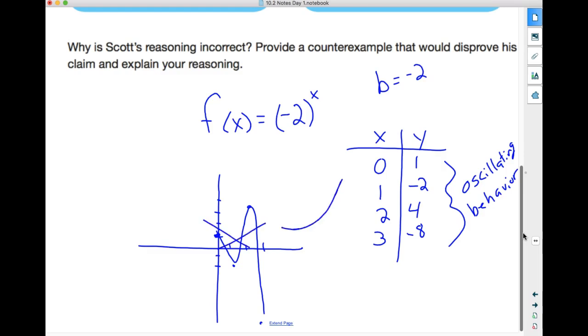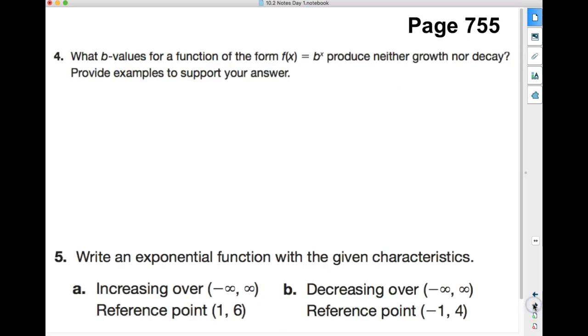Exponential functions either grow or they decay. They do not oscillate between positives and negatives. Make sense to you there? Okay. So, let's check out here.